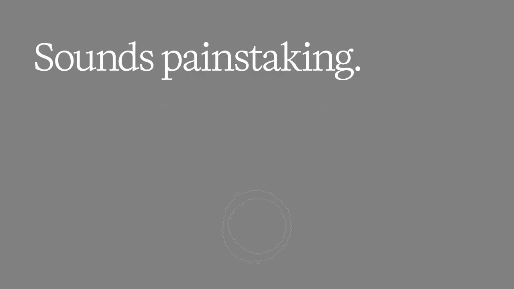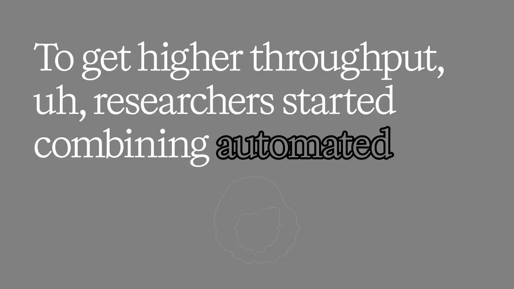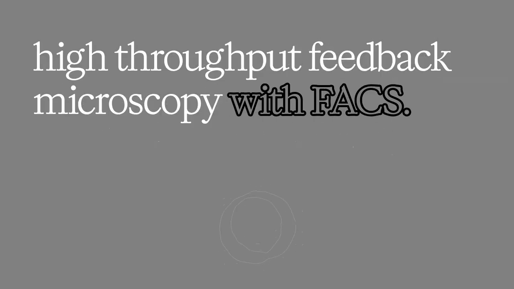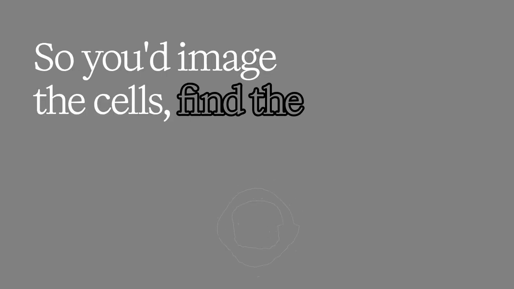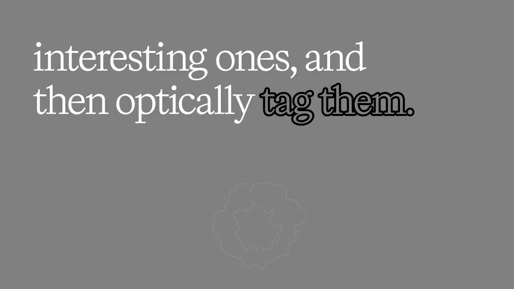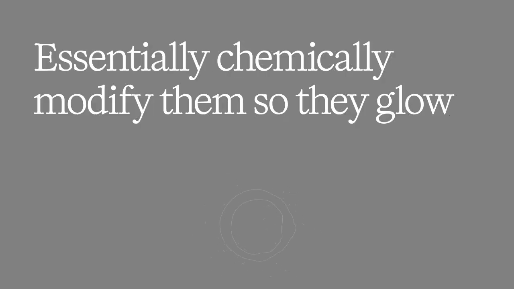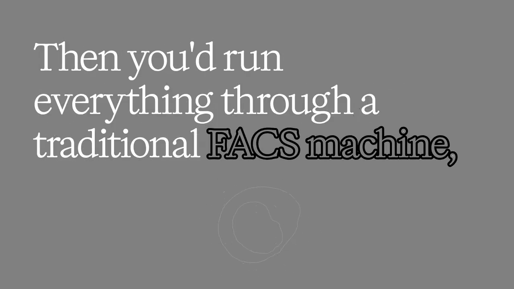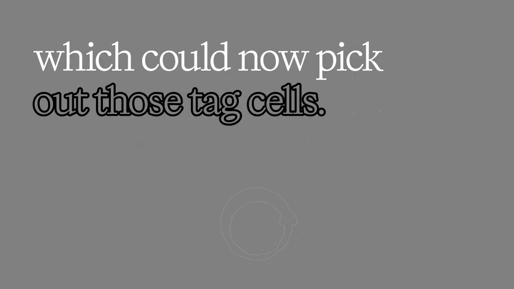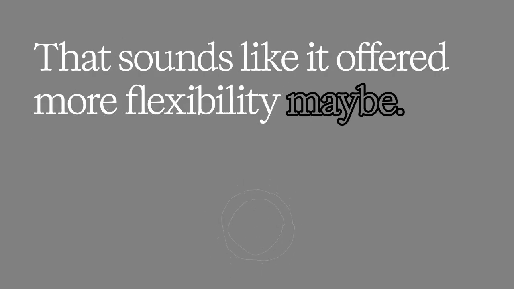Sounds painstaking. It was. To get higher throughput, researchers started combining automated high-throughput feedback microscopy with FACS. So you'd image the cells, find the interesting ones, and then optically tag them. Optically tagged. Yeah, essentially chemically modify them so they glow differently when you shine a specific light on them. Then you'd run everything through a traditional FACS machine, which could now pick out those tagged cells. Okay, that sounds like it offered more flexibility, maybe.